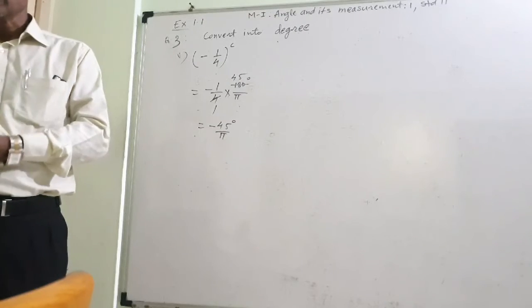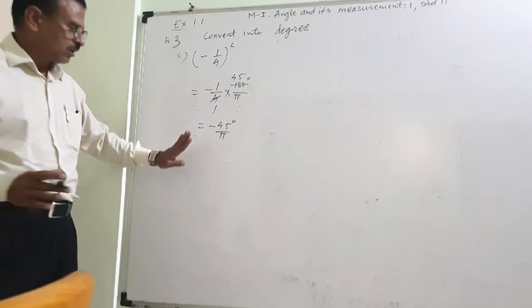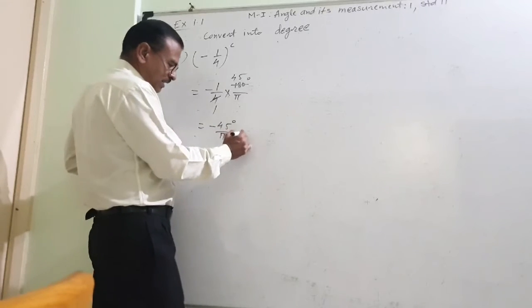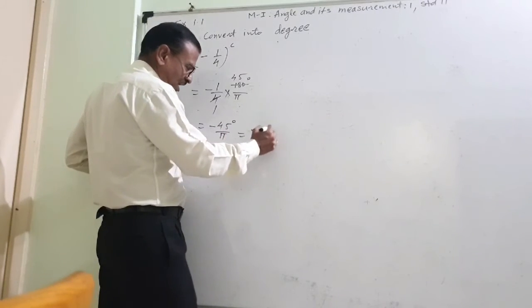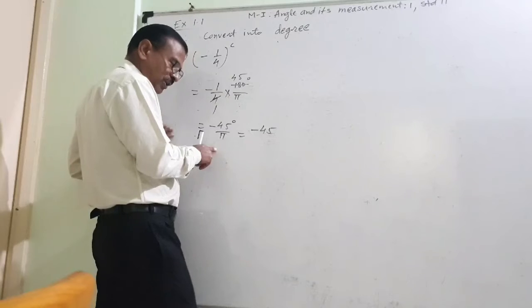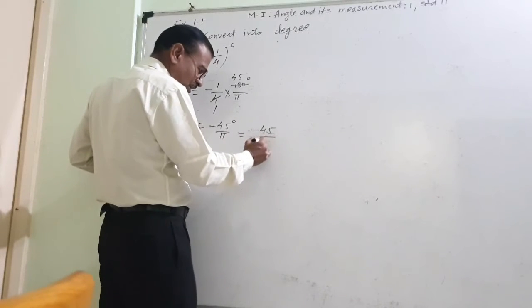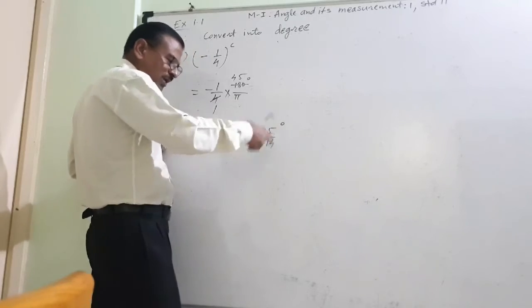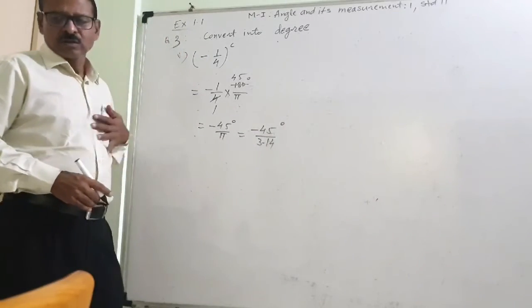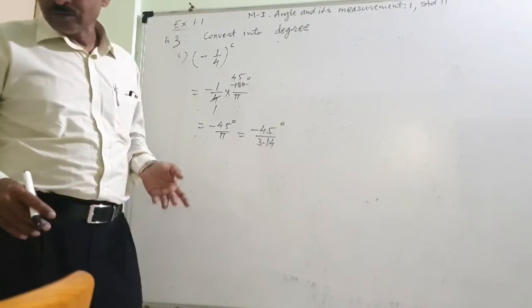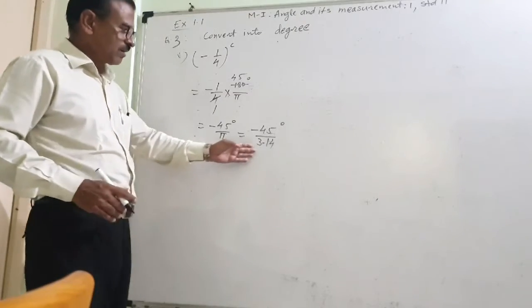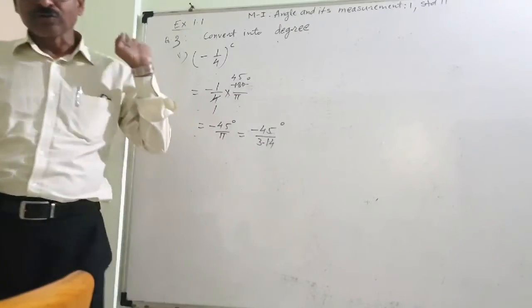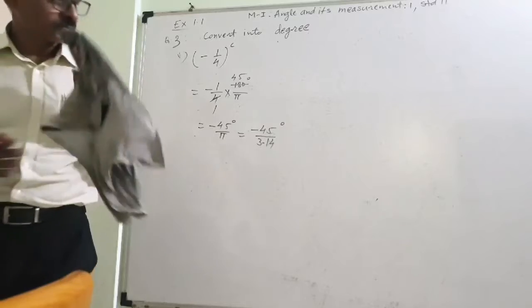Okay. If you want to go further, what will you do? That is equal to minus 45. When you are putting this value, you will put 3.14 degree and do the division. I would have done the division on a calculator, but if you want to do it like this.